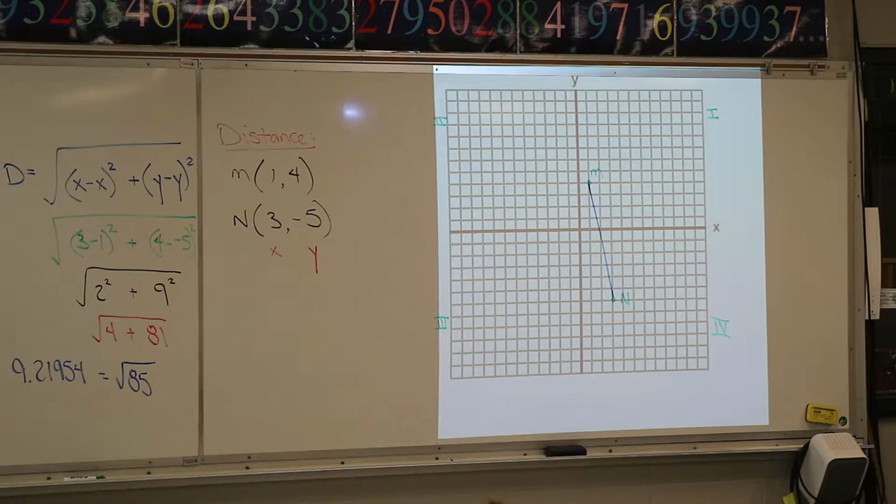Okay, how are we getting that number? How do we know it's 9.2 on a calculator? The square root of 81, because what square roots are is what number you take times itself that gives you that number. 9 times 9 is 81, so it's just above the number 9.